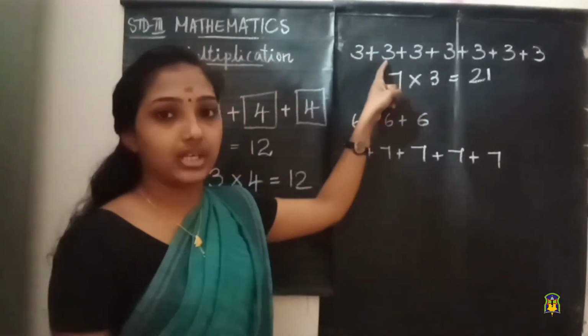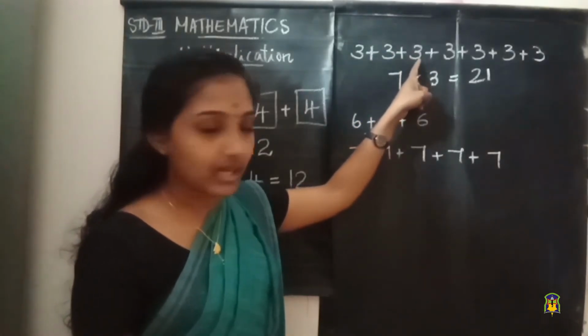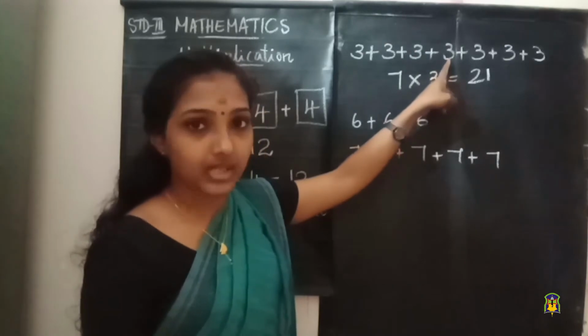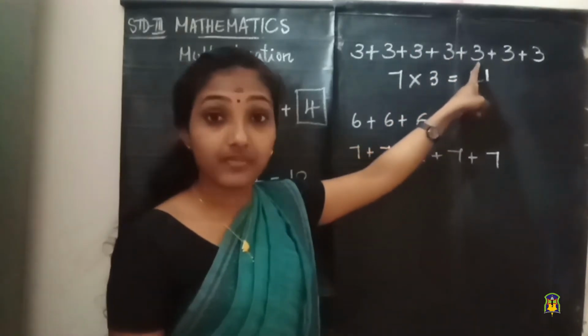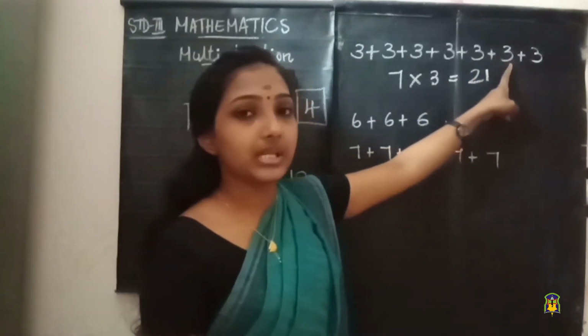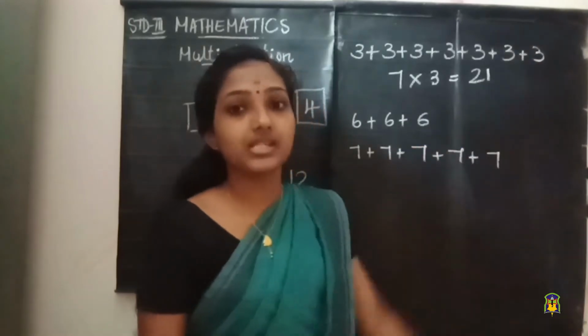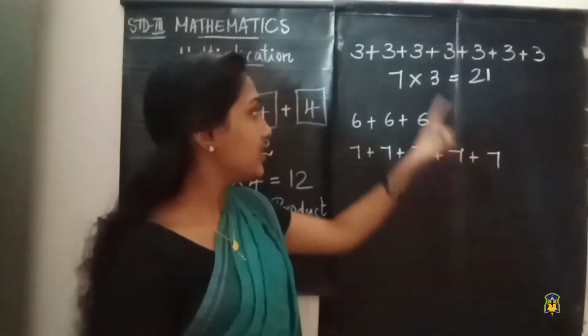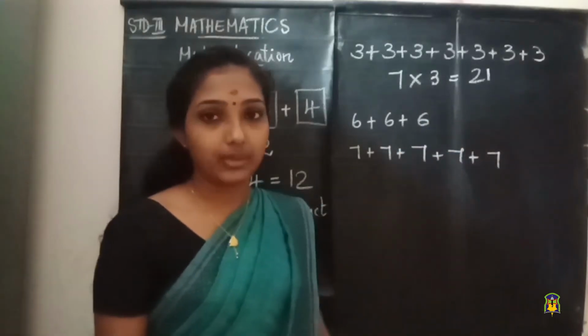3 plus 3 is 6. 6 plus 3 gives 9. 9 plus 3 gives 12. 12 plus 3 gives 15. 15 plus 3 gives 18. 18 plus 3 gives 21. So 7 times 3 gives 21.